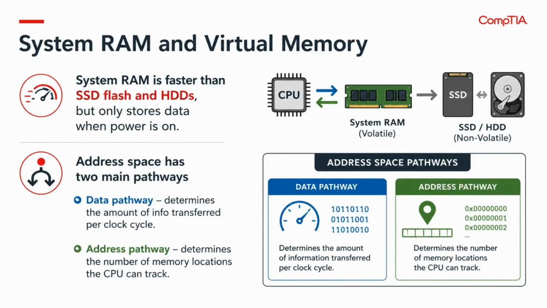System RAM is significantly faster than storage devices like SSDs or HDDs, but it is volatile, meaning it requires power to retain data. The CPU manages memory through two specific pathways: the data pathway, which handles the information transferred per clock cycle, and the address pathway, which identifies memory locations.